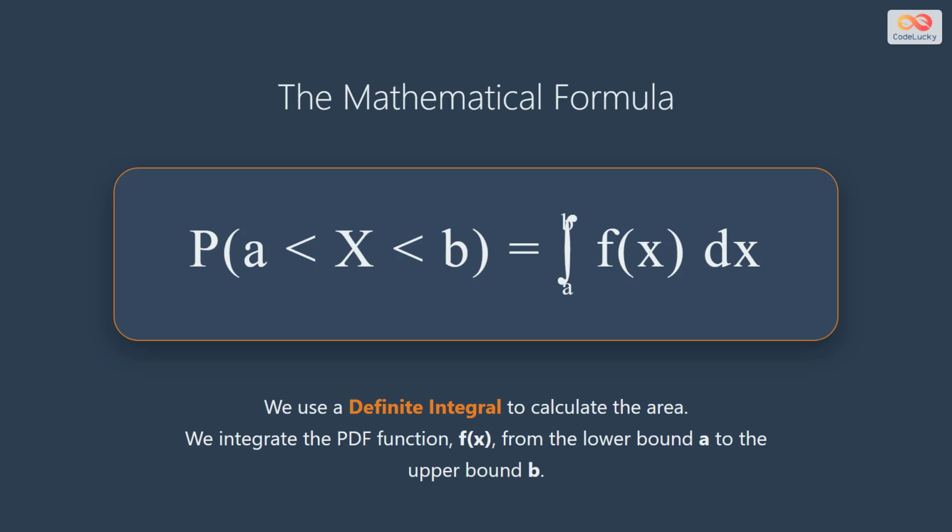Mathematically, we find this area using a definite integral. The probability that x is between a and b is equal to the integral from a to b of the function f of x with respect to x. This formula gives us the precise area under the curve between our lower limit, a, and our upper limit, b.